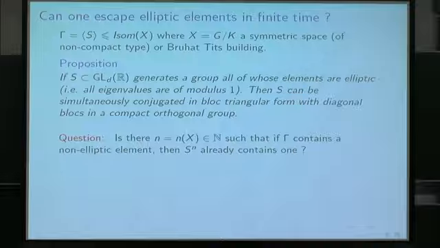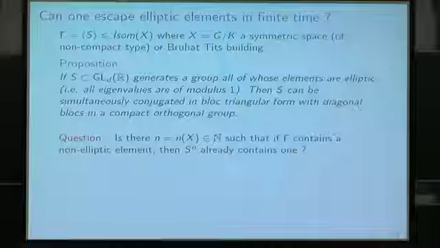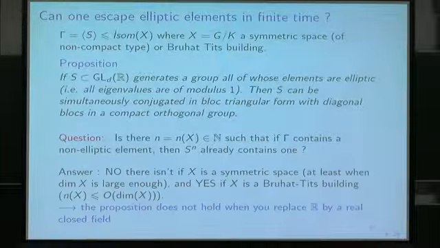So is there n such that if Gamma contains a non-elliptic element, then S to the n already contains one? And the answer is a bit surprising. The answer is no, there isn't such an n, if X is a symmetric space. And the answer is yes if X is a Bruhat-Tits building.